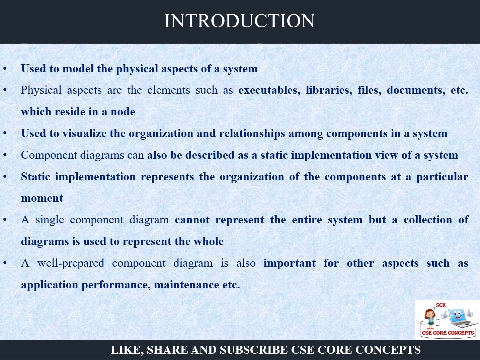So basically, let us understand what we mean by a component diagram. It is used to model the physical aspects of the system. A component diagram is a structural diagram where you represent the physical aspects of the system. Physical aspects means what? Executable files, the library files. Since it is an object-oriented concept, you will have many reusable files and documents which reside in a node.